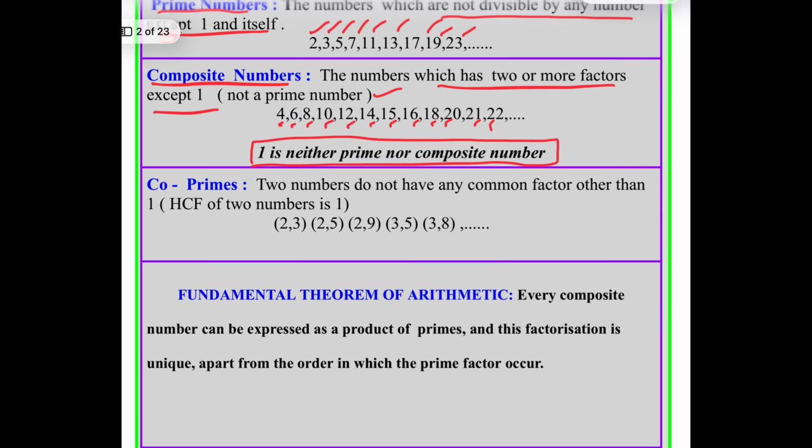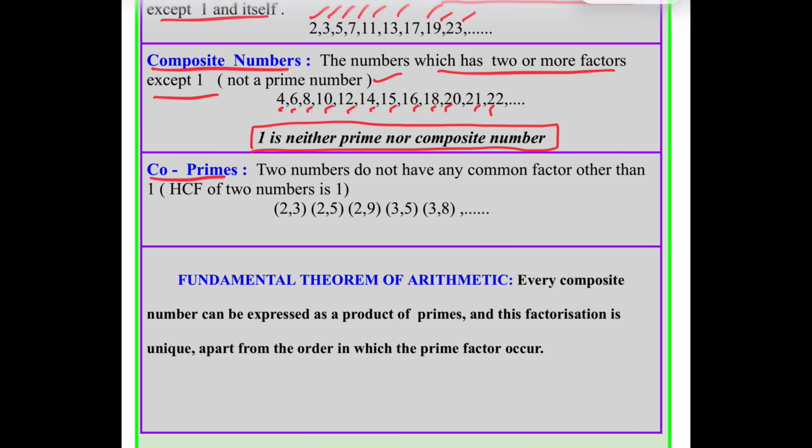Co-primes. Two numbers that do not have any common factor other than 1. That is, the HCF of the two numbers is 1. It is called co-primes. They are 2, 3; 2, 5; 2, 9; 3, 5; 3, 8 and so on.